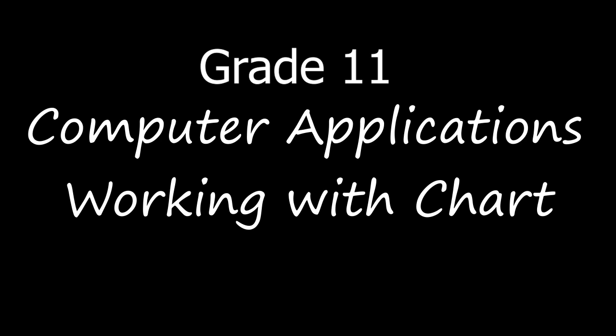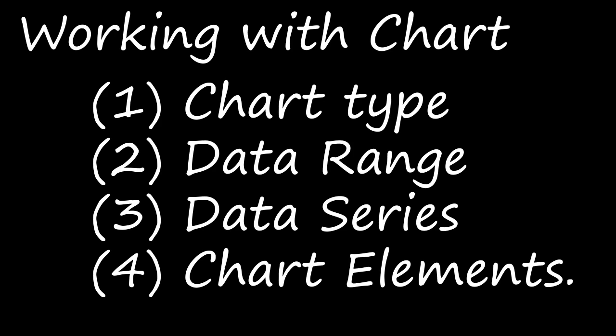Chart wizard is used to insert charts in the Calc. This is done by clicking the chart icon in the standard toolbar, or you can just go to Insert and select Chart. A chart wizard will appear, and in the chart wizard dialog box there are 4 steps. First you have to get the chart type, then the data range, then data series, and then chart elements, and you click the next button, which is used to move from one step to another, right? Let's see the chart type first.